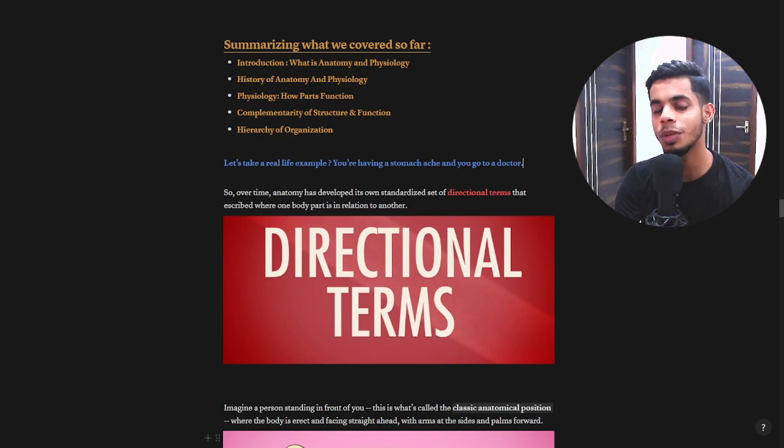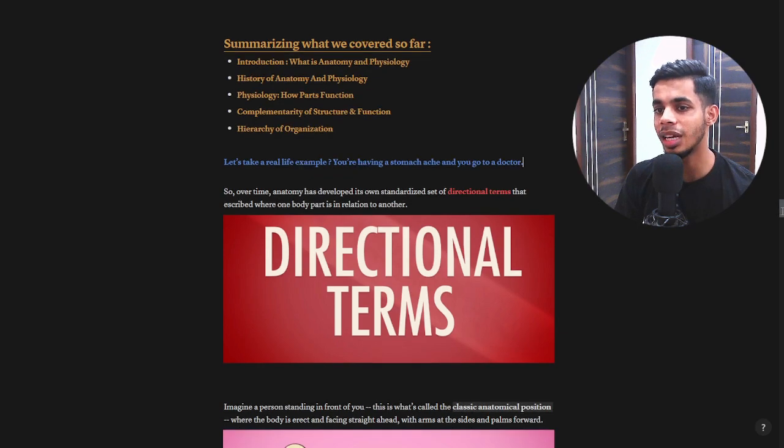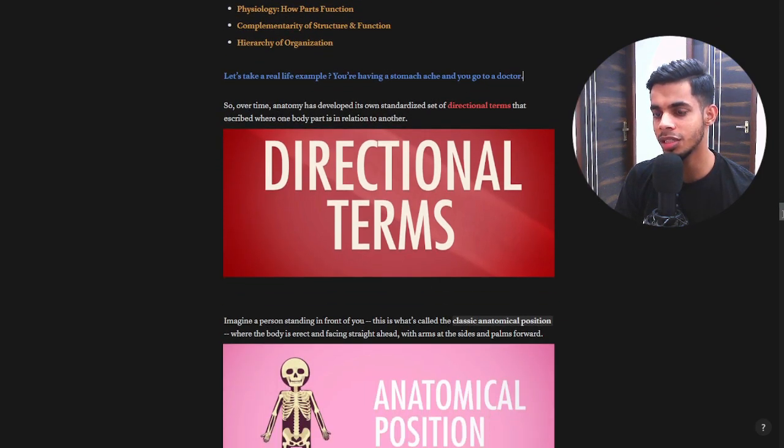Post that, we saw complementarity of structures and functions. Basically, different body parts have different shape and size. Why is it so? So that they can perform their functions very effectively. And post that, we saw the hierarchy of organization, which basically means a group of cells makes a tissue, a group of tissues makes an organ, a group of organs makes an organ system, and the organ systems together make up the human body. Now today what we will be seeing is the directional terms that we use to represent different body parts.